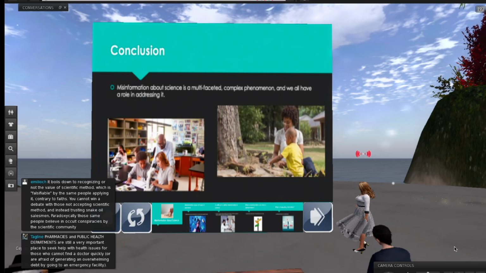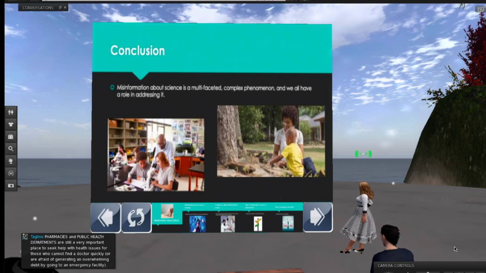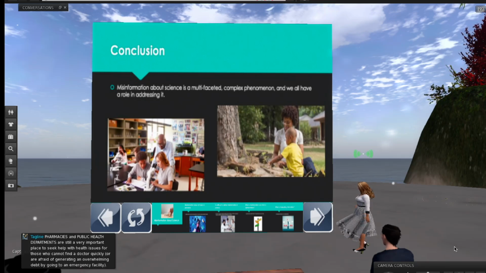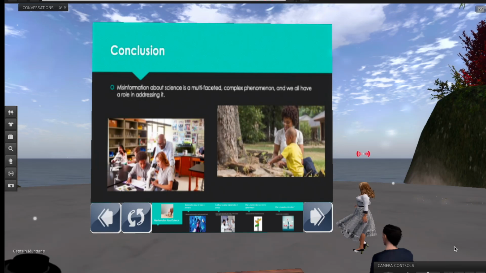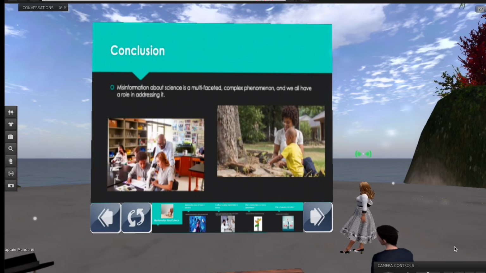Emiliak says, it boils down to recognizing or not the value of the scientific method, which is falsifiable by the same people applying it, contrary to faiths. You cannot win a debate with those not accepting the scientific method and instead trusting snake oil salesmen. Paradoxically, those same people believe in occult conspiracies by the scientific community.